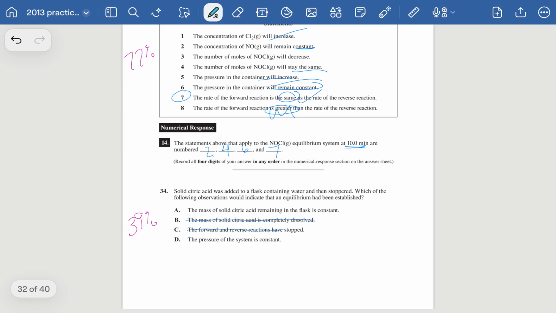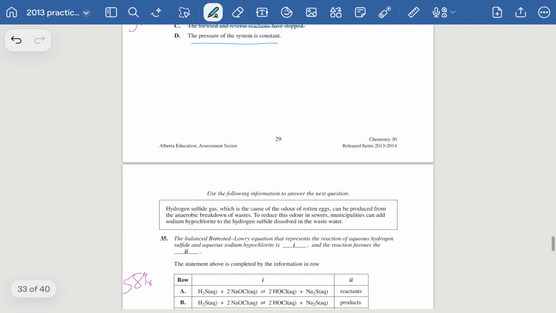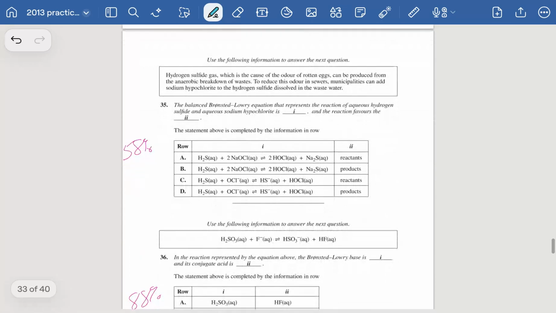The forward and reverse reactions have not stopped. They are the same. The pressure of the system is constant. We wouldn't really be able to see that, but what we would be able to see is A. The mass of the solid is going to remain the same, even though it is changing to ions, and the ions are making that solid as well. So for that one, it's thinking about that saturated solution.